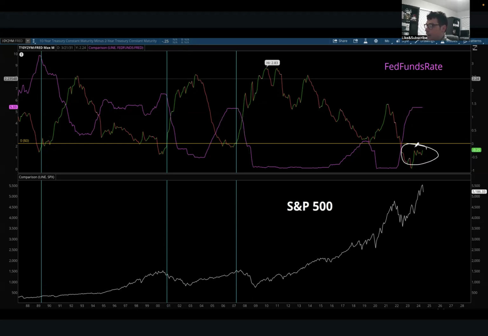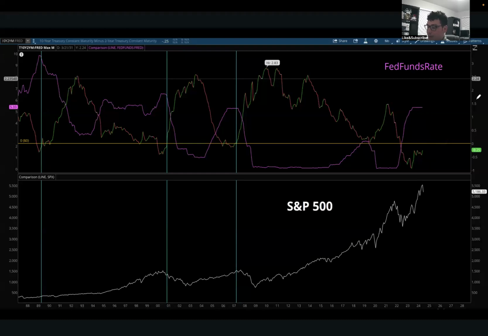So where are we at right now? Well, if we look, we're basically in a bull flag, right? We could call this a bull flag right here. And if this breaks out, it looks very likely that the yield curve will no longer potentially be inverted. And if that happens, it's very likely that we end up seeing the Fed start to cut rates.